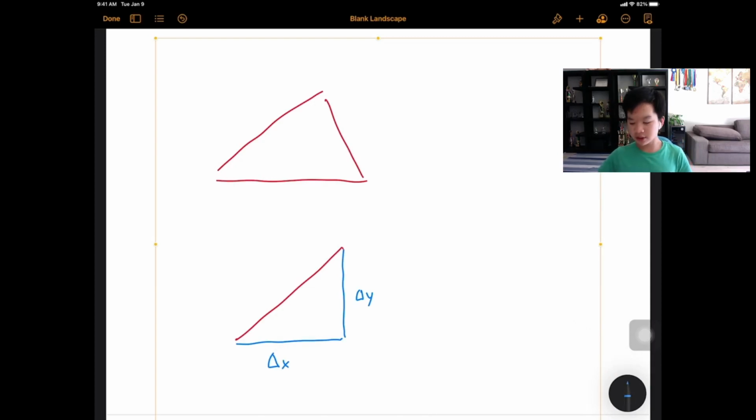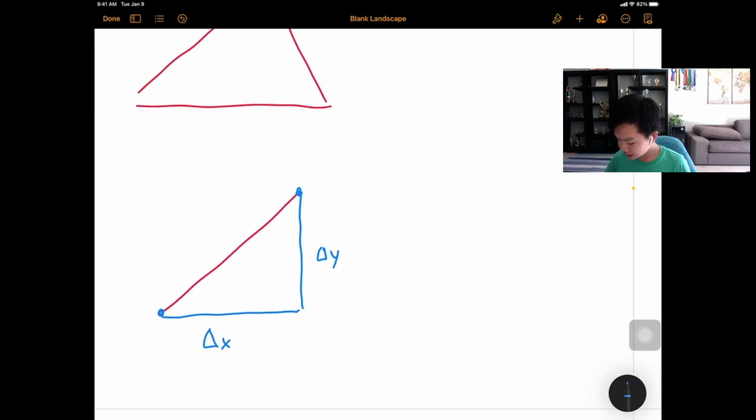Okay, so first thing we know is that the endpoints are going to be counted. And now that you know this delta y and delta x, your slope would be something like delta y over delta x. And if you simplify this, this would become delta y divided by GCD.